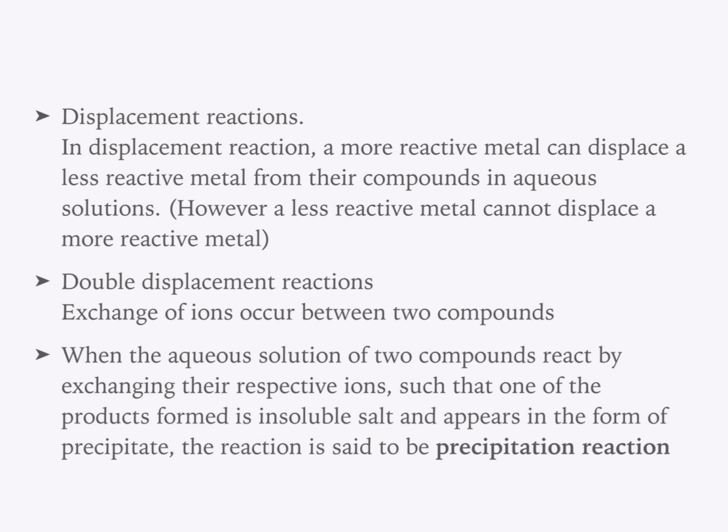What is a precipitation reaction? When the aqueous solutions of two compounds react by exchanging their respective ions such that one of the products formed is an insoluble salt and appears in the form of a precipitate, the reaction is said to be a precipitation reaction.